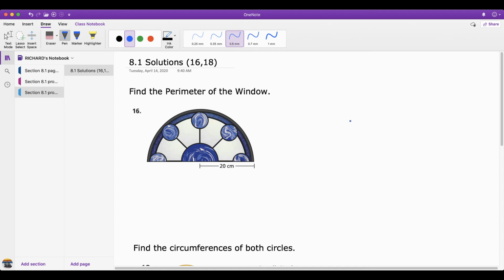Hey everybody, Mr. Odom here, and I want to work out two problems from section 8.1. One is problem 16, and the other one is problem 18. So I'm going to jump right in, try to keep this short.